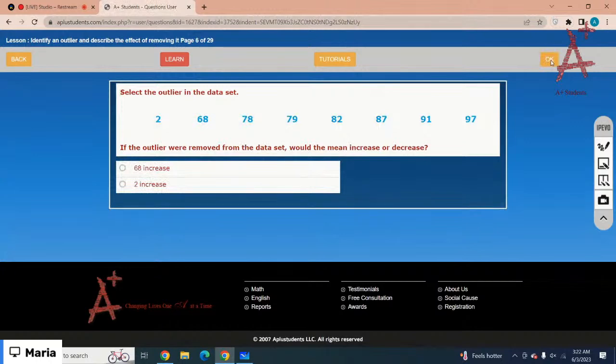Okay, select the outlier in the dataset. So the outlier here is 2. When you remove 2, it will increase the mean. Got it? Because 2 is too small, it doesn't have any effect on the rest of the values.